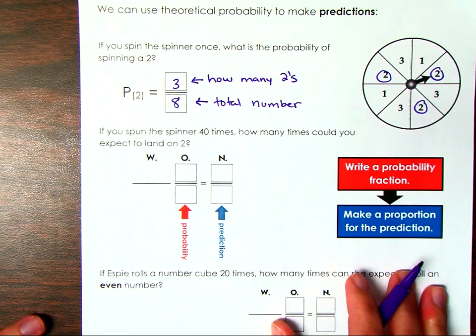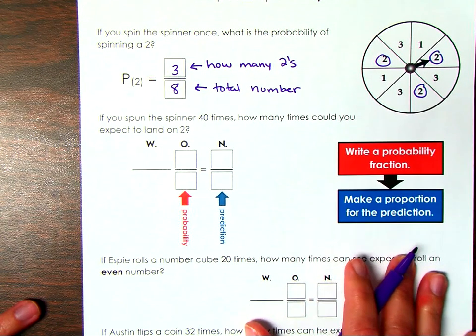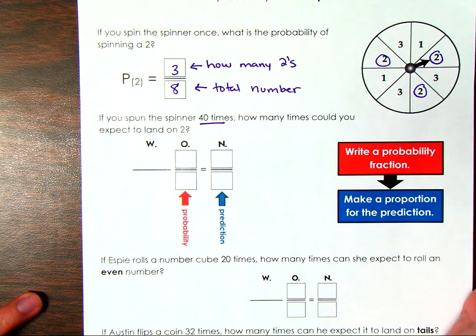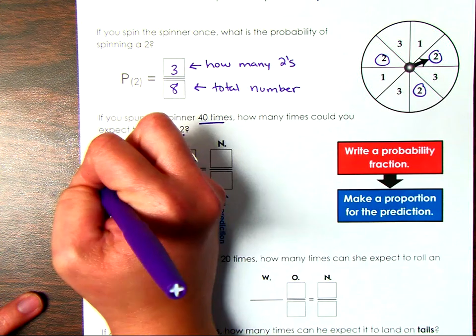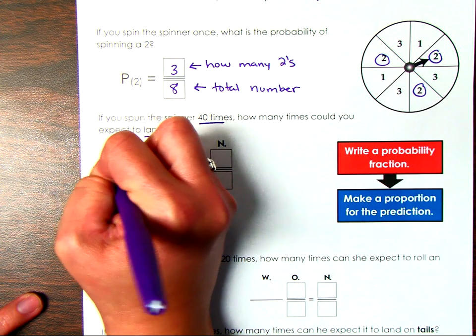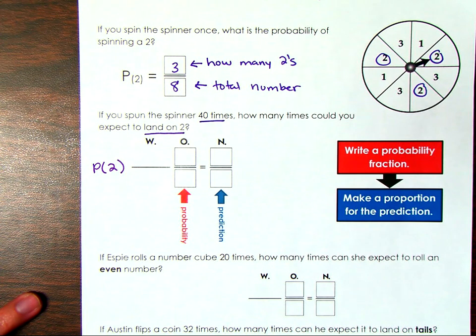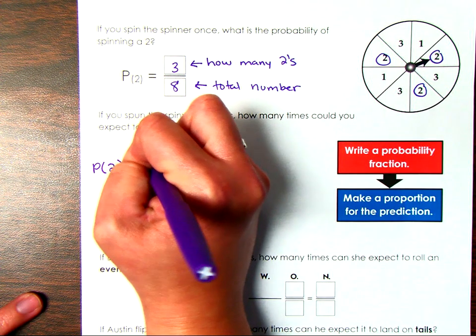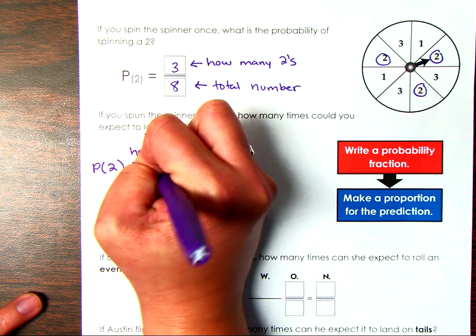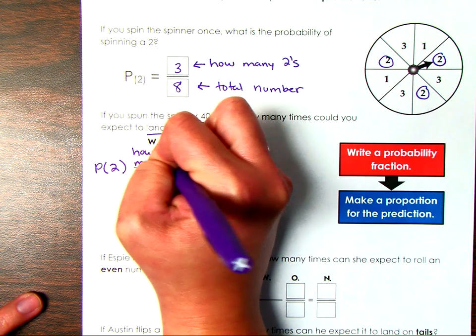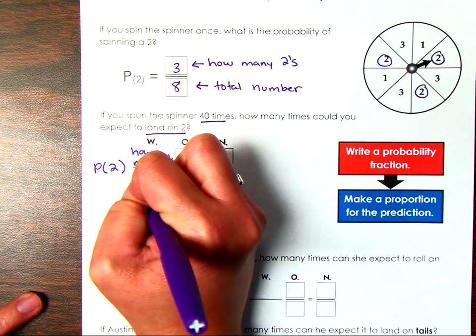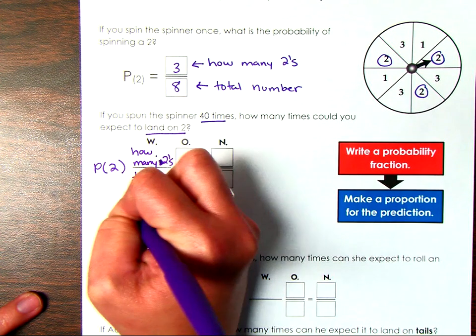Well, let's take it a step further if we're going to make these predictions. So it says, if you spun the spinner 40 times, how many times could you land on a 2? So we're going to think about what we already know. So we're talking about the probability of spinning a 2. This is what we just found out. So my numerator represents how many 2s, and the denominator is the total numbers, your total possible events.